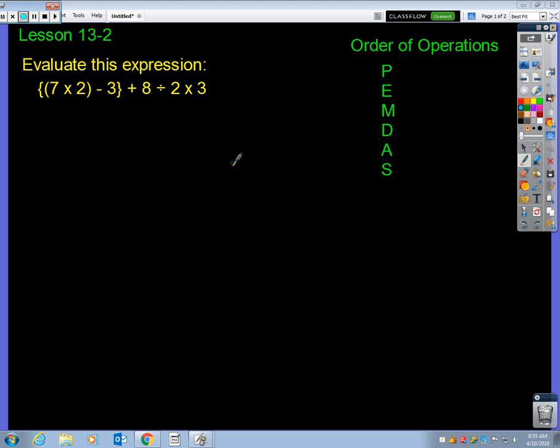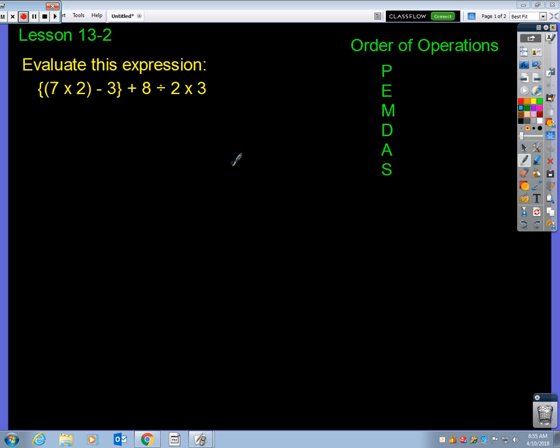We are going through lesson 13-2 today. And 13-2 is all about evaluating expressions. What's different about today's lesson compared to yesterday's lesson? Gabe. It has more than one grouping, right?